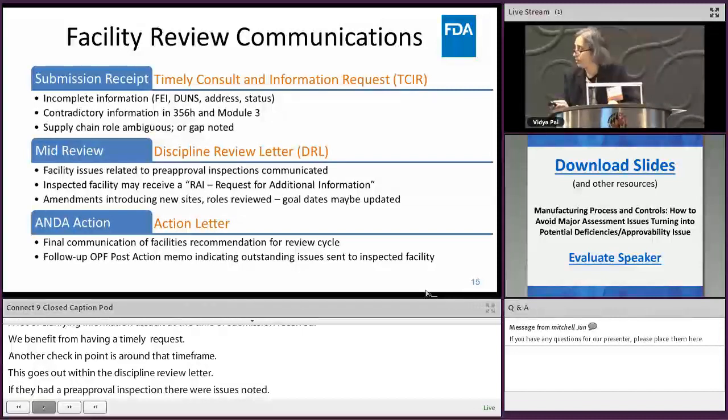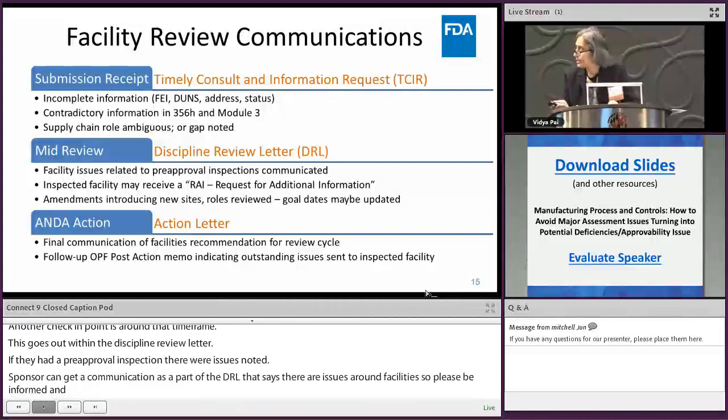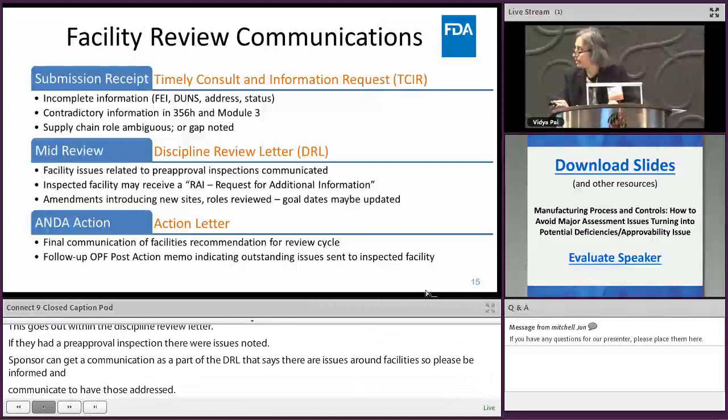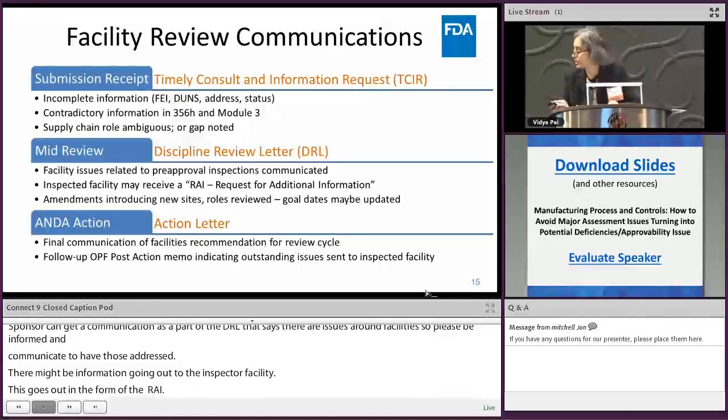There may be requests for information going out to the inspected facility, and this goes out in the form of an RAI. And so you as a sponsor would really want to be in tune with the inspected facility to facilitate appropriate responses to these requests for additional information.